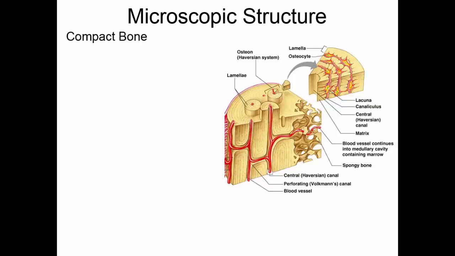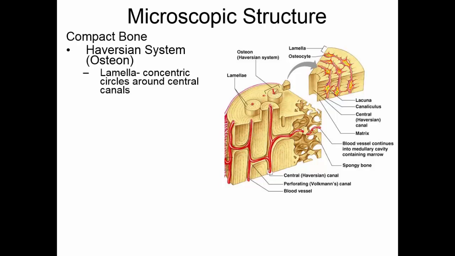In the compact bone, we have what is called the Haversian system, or the osteon. Here we have little concentric circles laid down around a central canal. Now the central canal houses the blood vessel. Then there are these little tiny canals that go from the central canal to the bone cells, the osteocytes, which are here in the lacuna.